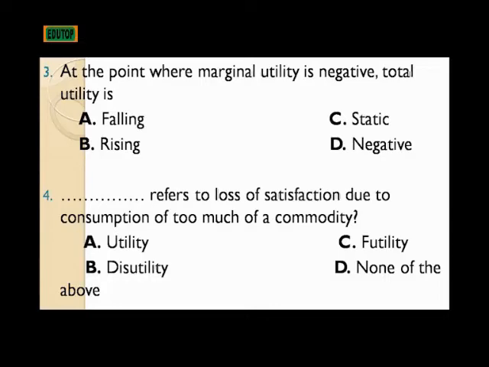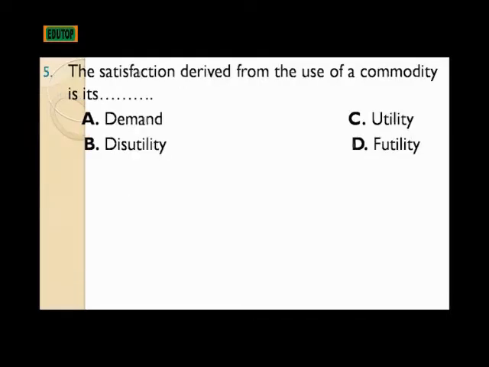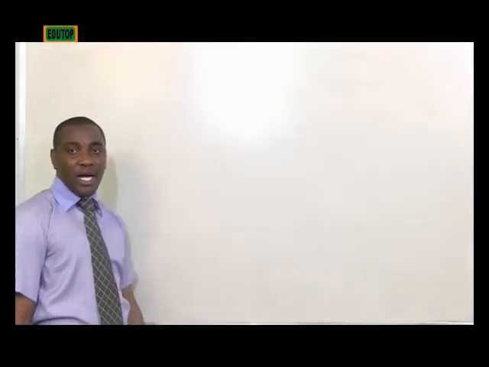Question 4. Dash refers to loss of satisfaction due to consumption of too much of a particular commodity. A, utility. B, disutility. C, futility. D, none of the above. Question 5. The satisfaction derived from the use of a particular commodity is dash. A, demand. B, disutility. C, utility. D, futility. Now let's try to answer them one after the other.